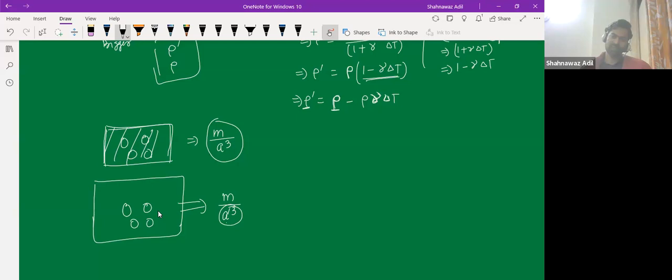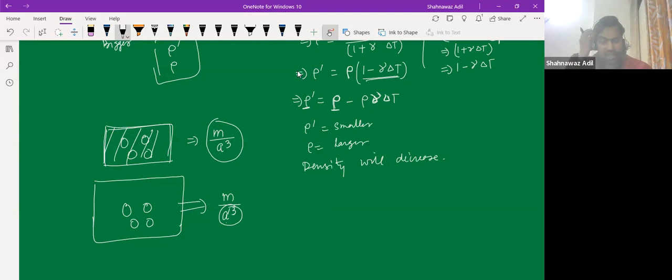Yes, density will decrease, right? Because this is bigger now. So if I increase the volume, my density will decrease. So rho prime is smaller, rho is larger, so density will decrease, right? Decrease. So now did you guys understand why this would decrease?